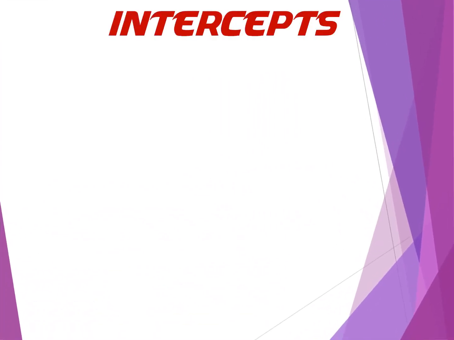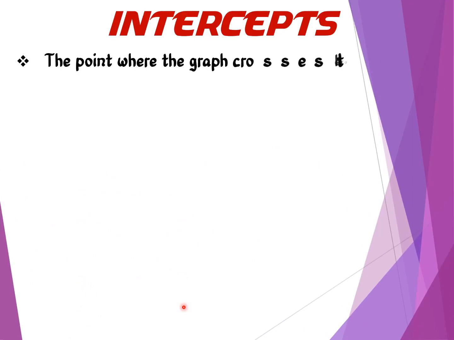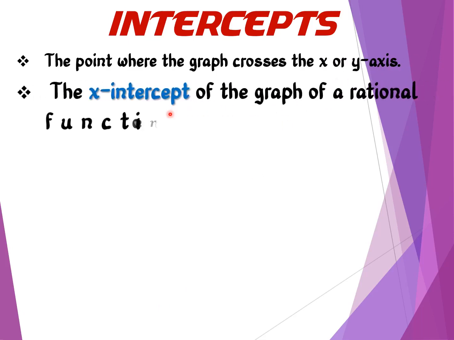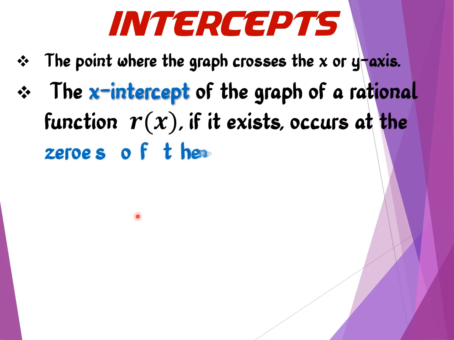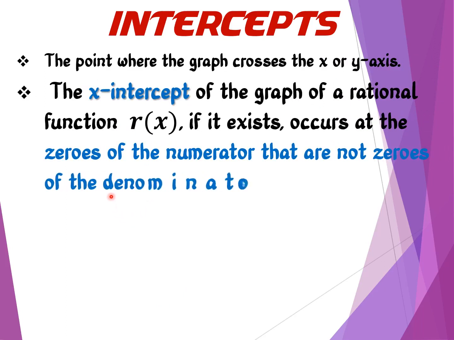Another term that we're going to need in graphing the rational function is the intercepts. When we say intercepts, these are the points on the graph that cross either the x or the y axis. Now, the x-intercept of the graph of the rational function, if it exists, occurs at the zeros of the numerator that are not zeros of the denominator. So x-intercepts and vertical asymptotes are opposites of each other.